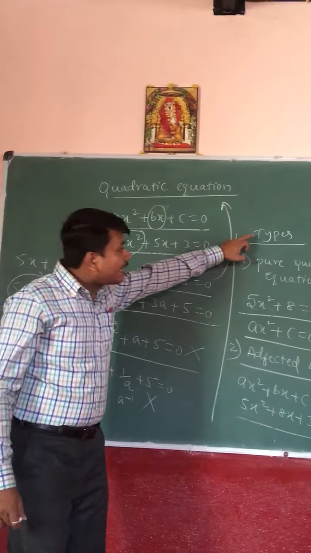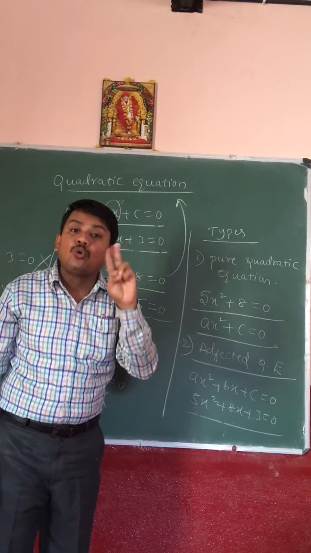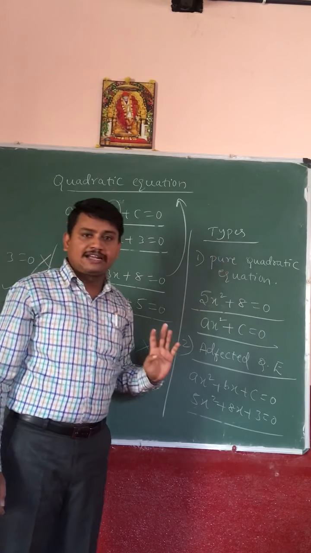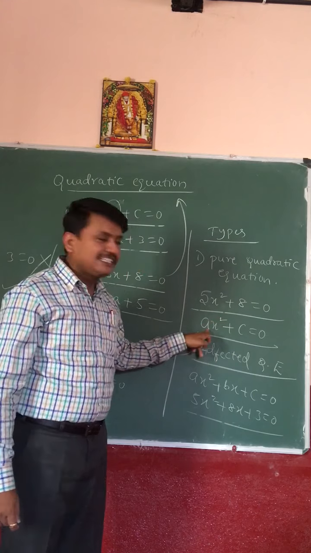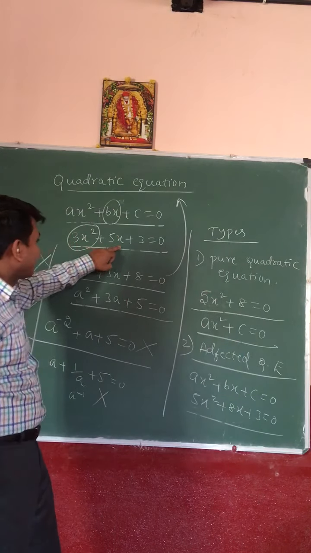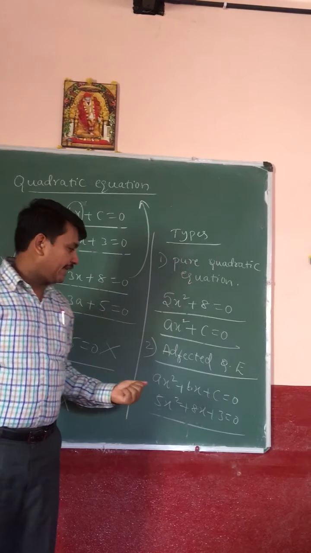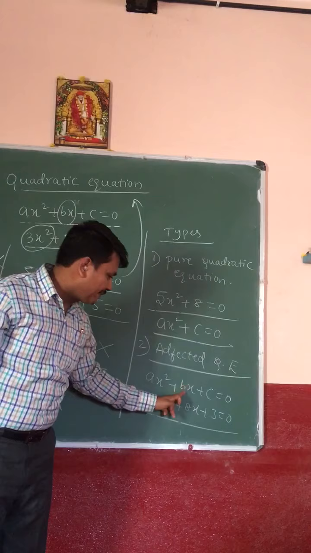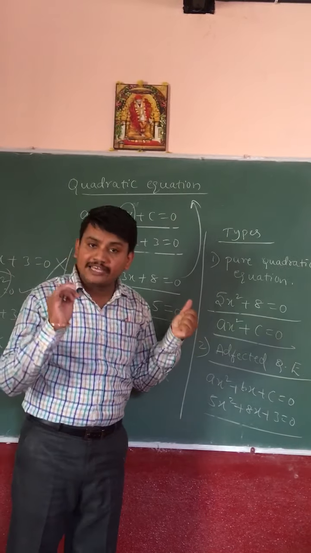Okay. Then, in types of quadratic equation, there are two types. One is a pure quadratic equation, meaning there is no bx term. It is only in the form of ax square plus c. There is no middle term here. If the middle term is absent, then it is called a pure quadratic equation. If all of ax square plus bx plus c are there, then it is called an unaffected quadratic equation.